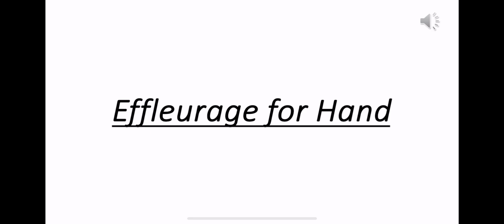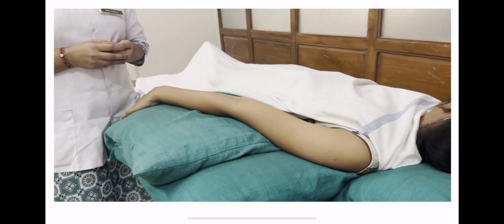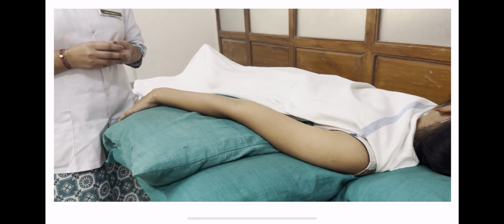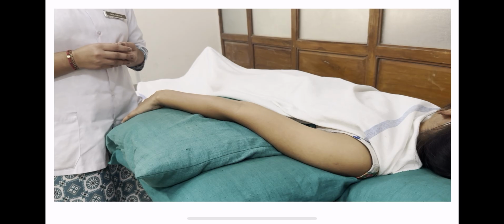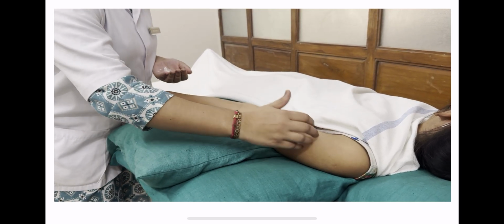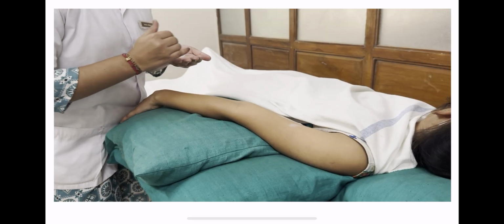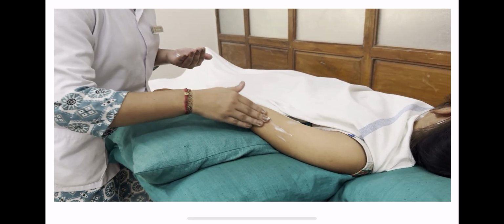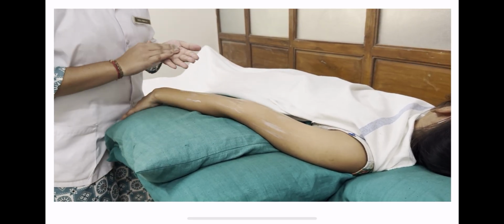Effleurage for hand. Patient position, supine lying. The hand should be elevated. Therapist position, walk standing. In this technique, the therapist's hand starts at the most distal part of the hand. Usually the palmar aspect of the hand is used. The entire length of the segment is covered in one row.